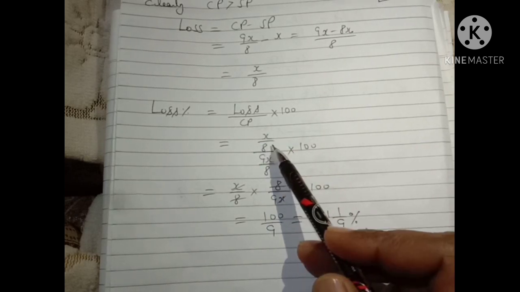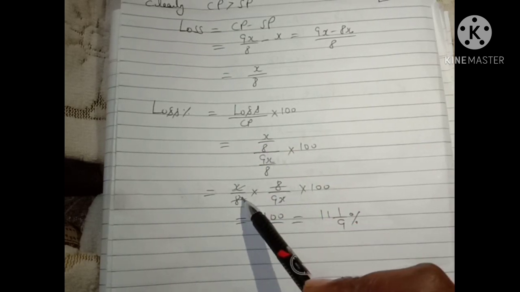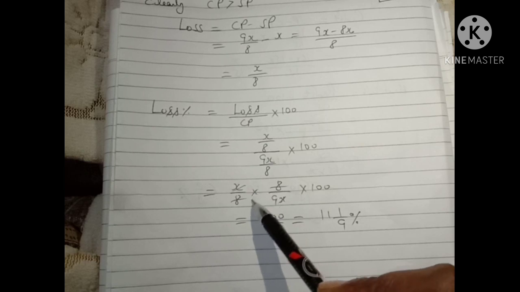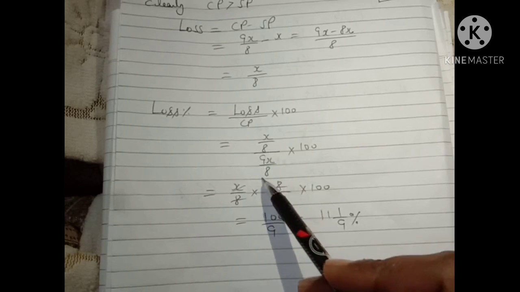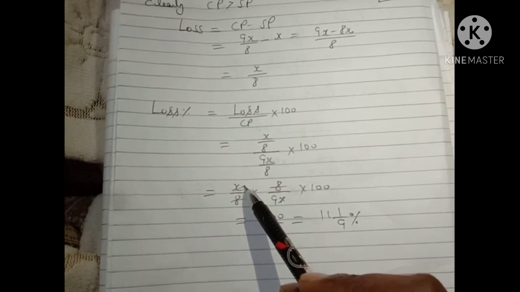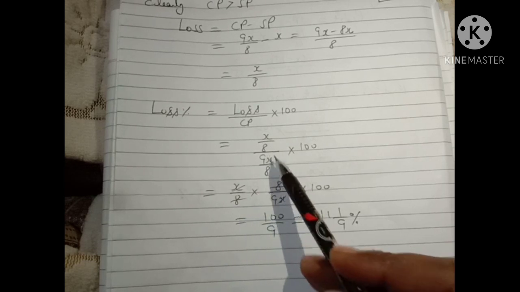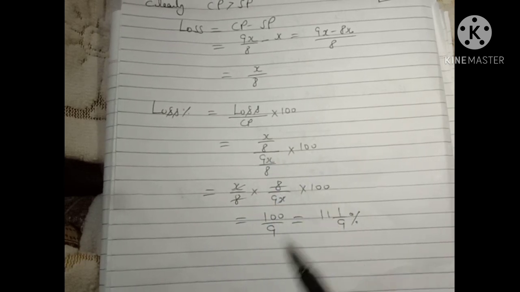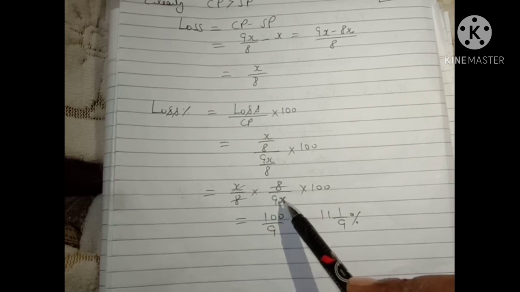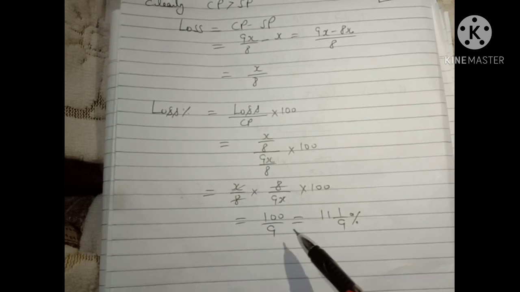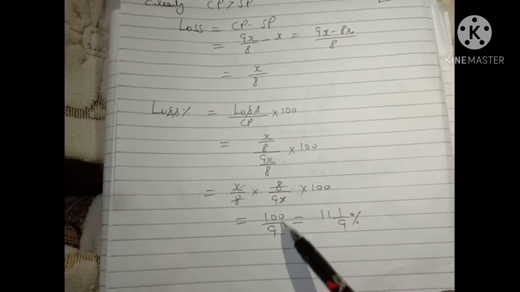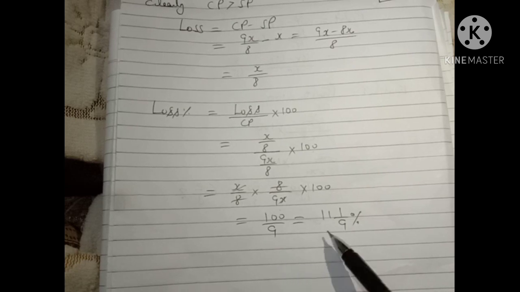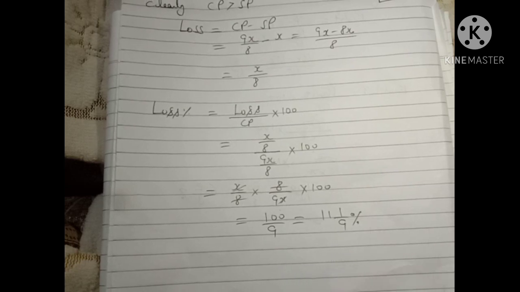And now how can we solve this one? Write down this x over 8 as it is, and then put the multiplication sign and take the reciprocal of this denominator. It will become x over 8 multiplied by 8 over 9x into 100. And now this 8 and this 8 are cancelled, and this x is cancelled. So it will become 100 over 9, and after division it will become 11 1/9%. So this is the loss percent in this case.